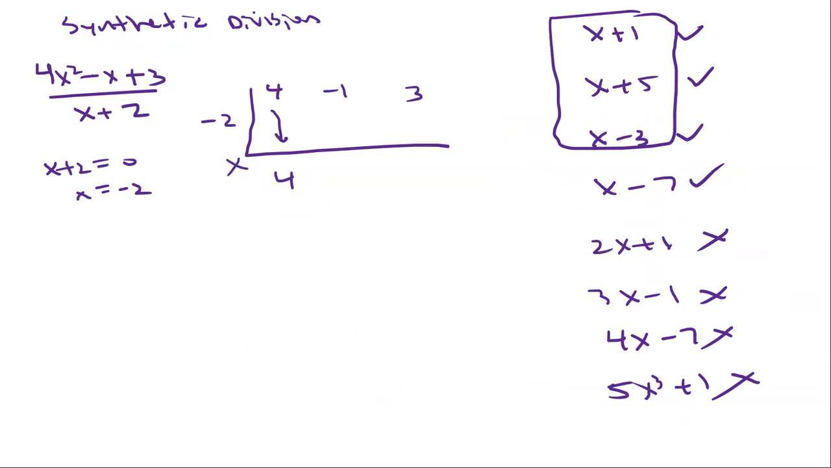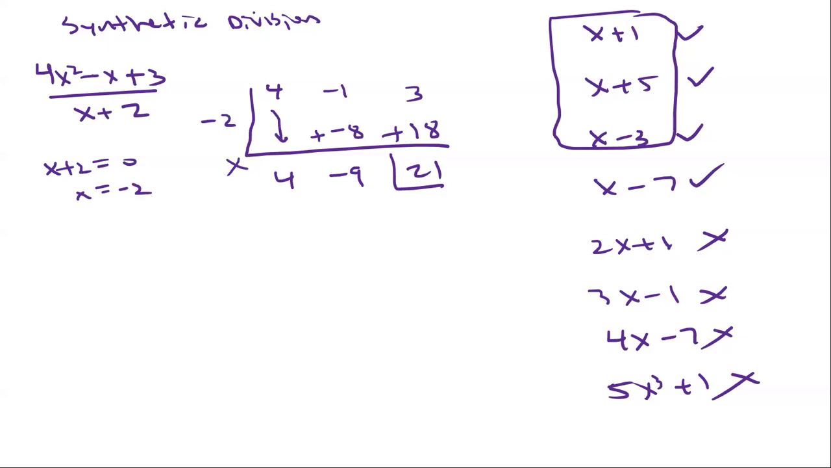Multiply this. So negative 2 times 4 is going to give me a negative 8. Then I'm going to add them. Negative 1 plus negative 8 is negative 9. Negative 2 times negative 9 is going to give me negative 18. Okay? Sorry, not negative 18. It's positive 18. Then I'm going to add those. So 3 plus 18 is going to give me 21. So my remainder is 21. Okay?